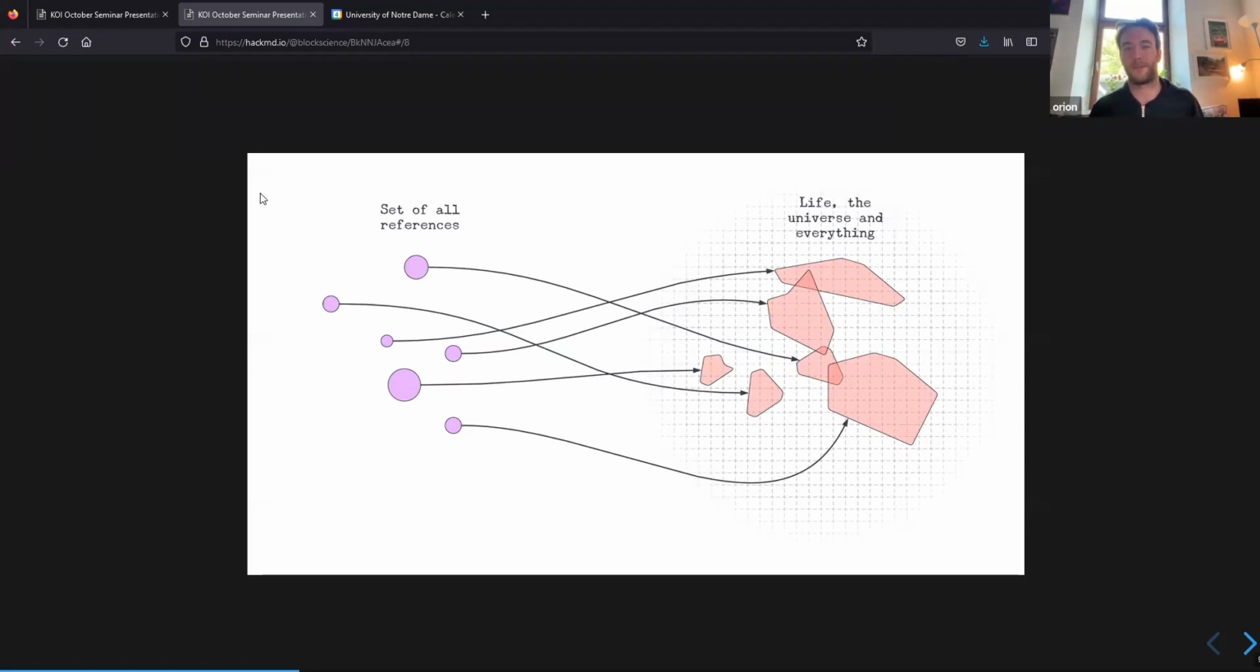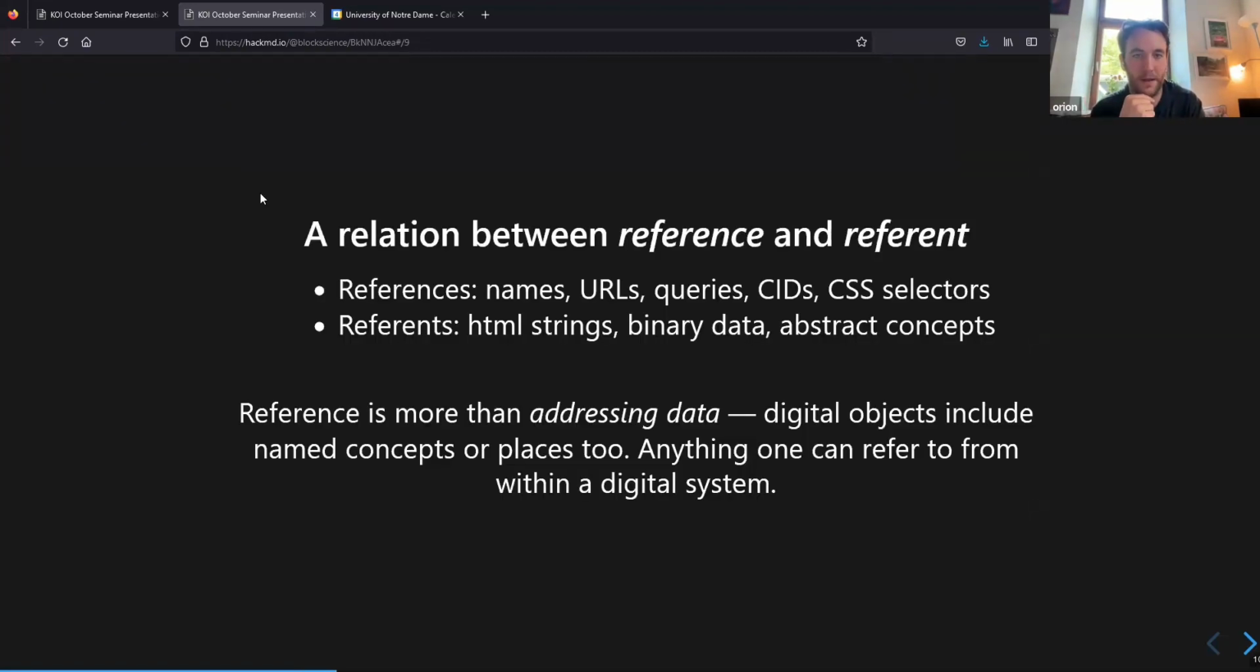And when you're referring to something, they can be entirely separate. They can overlap. There are ways that reference can be ambiguous or different at the point of interpretation. We won't go into too much detail with that here, but this is more of an image to help drive intuition of what we mean by reference. So a reference is really this relation between a reference, which is a thing which refers, and a referent, which is a thing referred to. References could be anything from names, URLs, database queries, CIDs, CSS selectors.